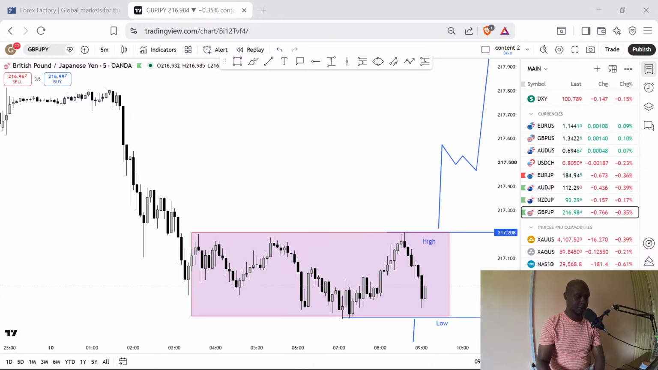What pairs do you guys have on watch for today, by the way? For me, it seems like it's really a corrective day, or a corrective London session. Things might change during the New York session.